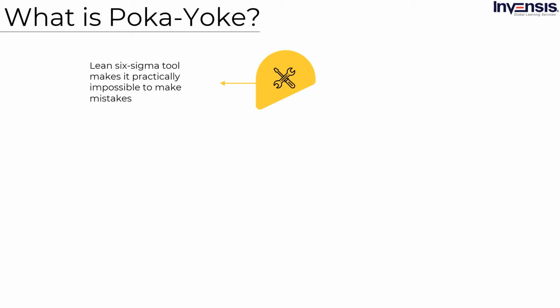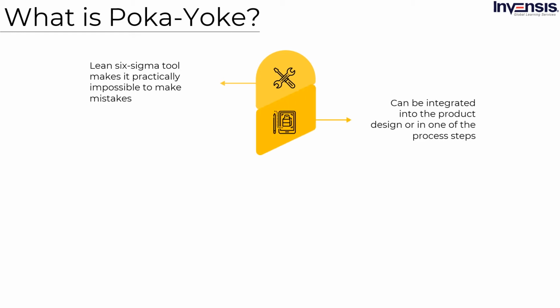This method makes it practically impossible to make mistakes. It forces actions to be carried out correctly, leaving no room for misunderstandings. It's about measures that prevent further errors from being made. Many solutions in Poka-Yoke tend to be simple, cheap, and effective. They can be integrated into the product design or in one of the process steps.